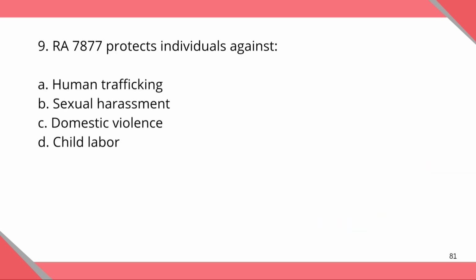Question number 9. Republic Act 7877 protects individuals against letter A, human trafficking, letter B, sexual harassment, letter C, domestic violence, letter D, child labor.